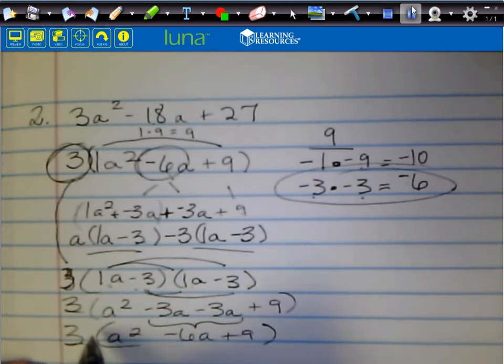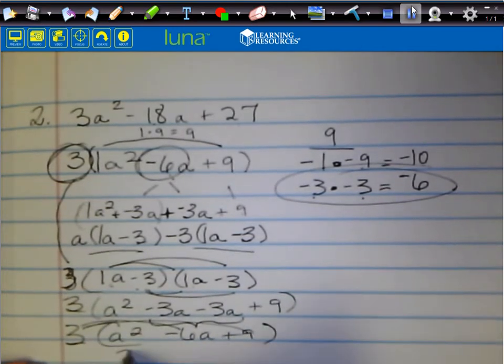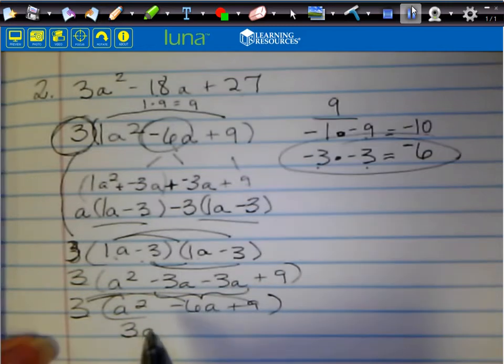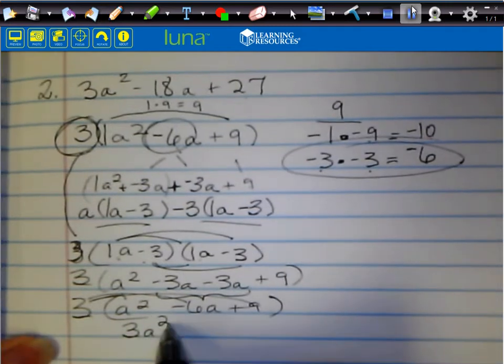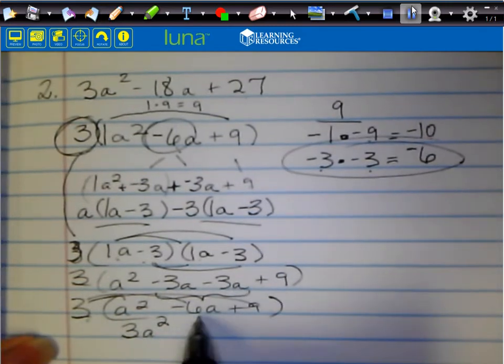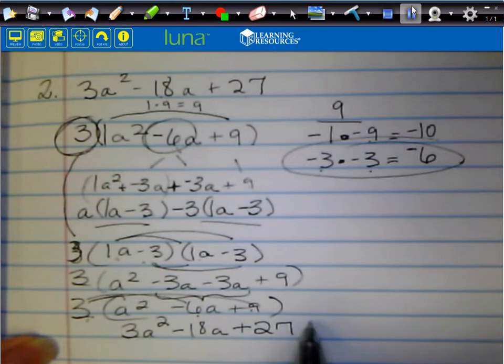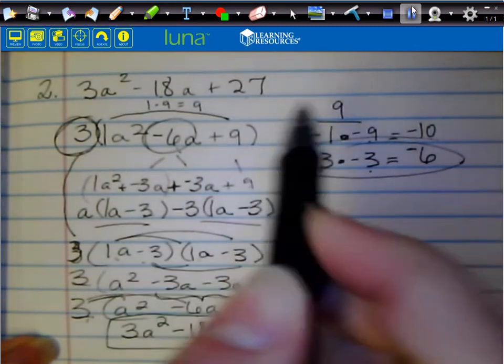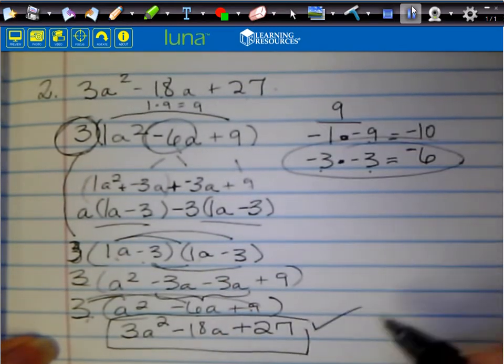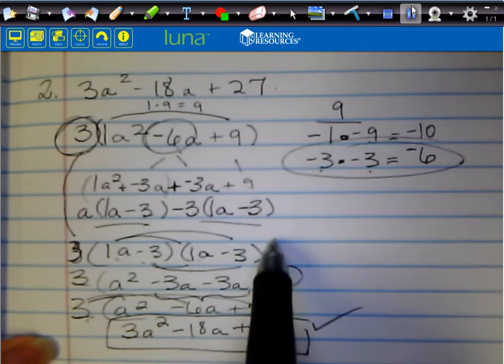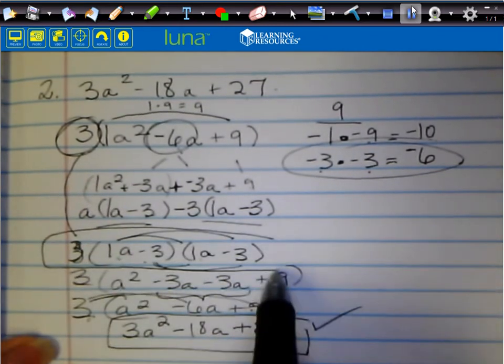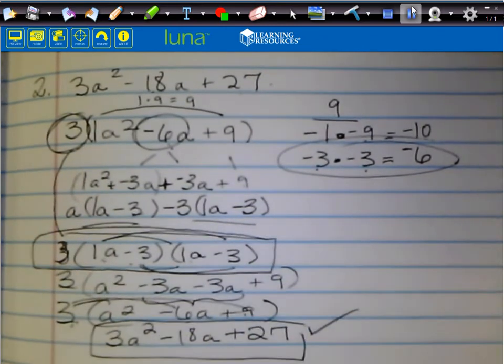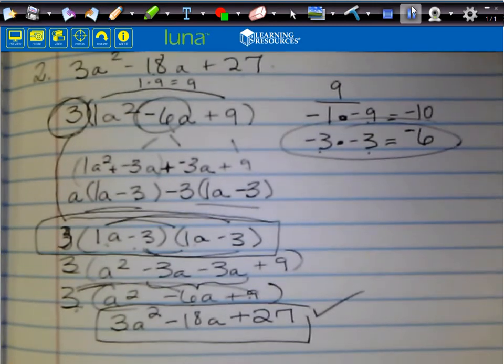And then I'm going to distribute my 3 to everything inside the parentheses. So that translates to 3a squared. 3 times negative 6 gives me negative 18a, and 3 times 9 gives me 27. So this ends up being exactly what I had up here, so it checks. Again, this was my answer in the factored form. I realize I kind of ran it into my check there.